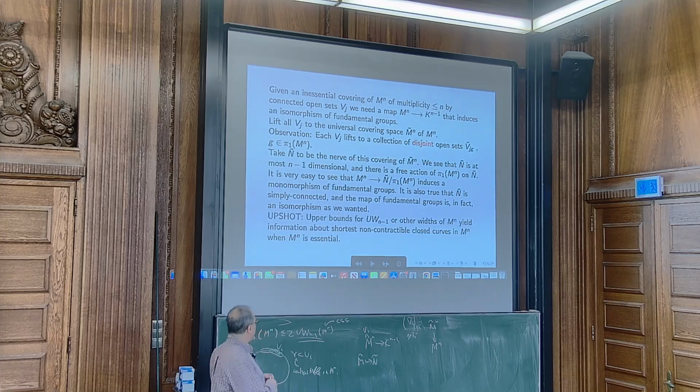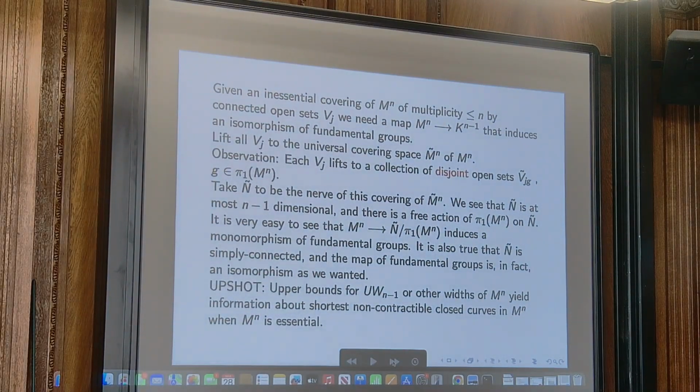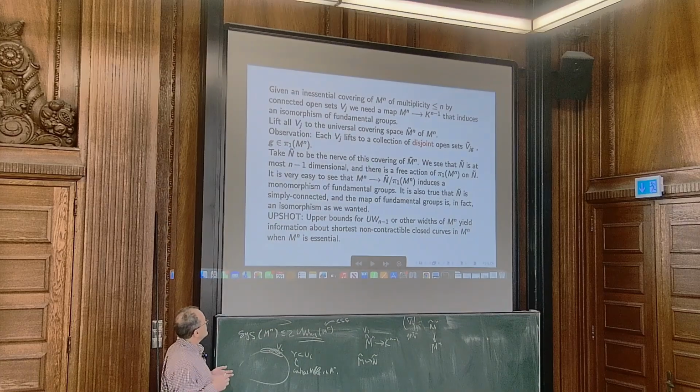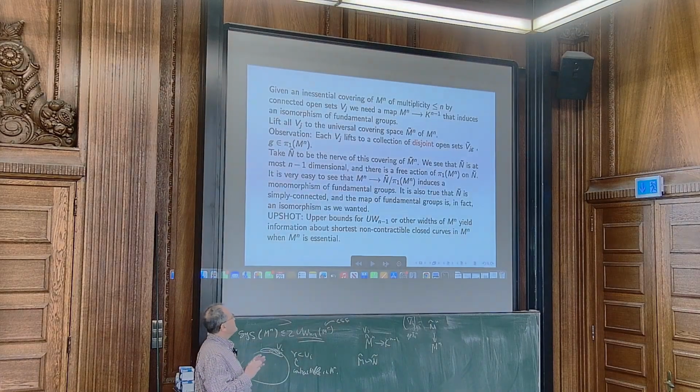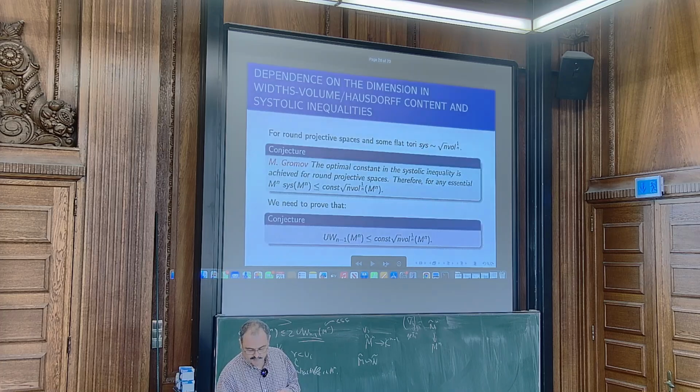And the upshot of all that is that if we care about non-contractible curves in Riemannian manifolds, more general spaces, and we would like to do some kind of systolic geometry, to study the geometry when our manifold has some topological properties like essentiality or some similar properties, what we really need is to be able to find bounds for Urysohn widths. In this case, Urysohn width n minus 1.